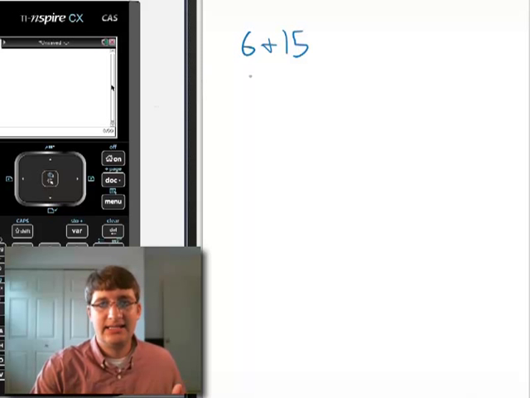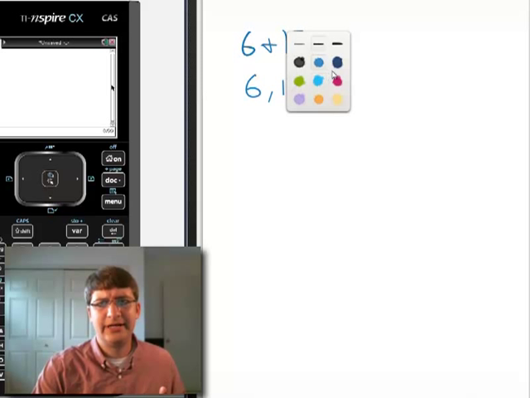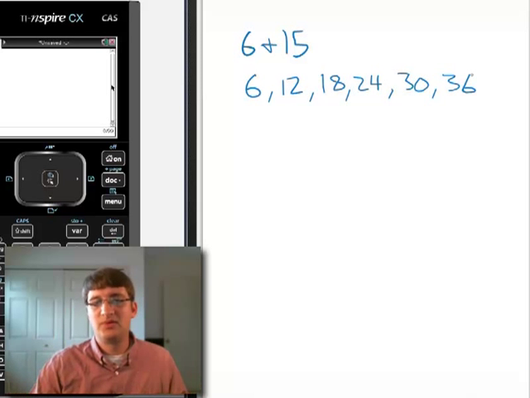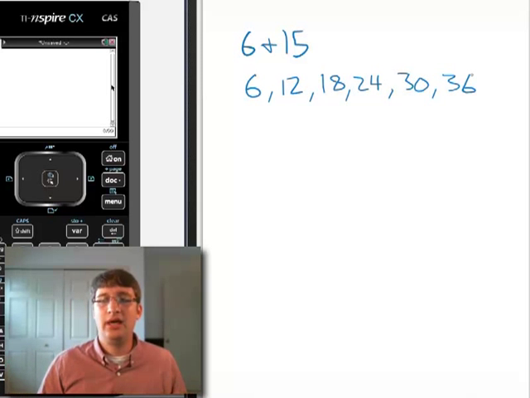So when we start looking at 6, the multiples of 6 are 6, 12, what comes after 12? Let's see here. 18, 24, 30, I think is next, and then 36. So those are the multiples of 6, and it keeps going, okay?